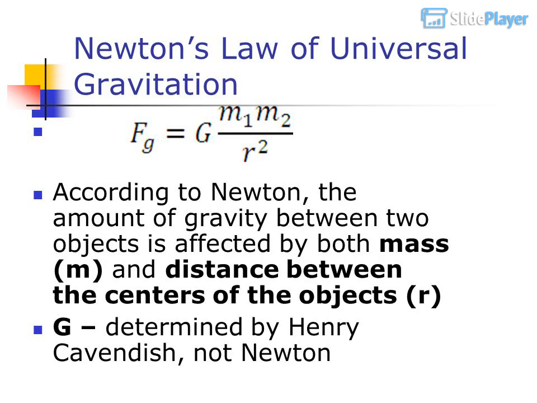Newton's law of universal gravitation. According to Newton, the amount of gravity between two objects is affected by both mass, m, and distance between the centers of the objects, r. G was determined by Henry Cavendish, not Newton.